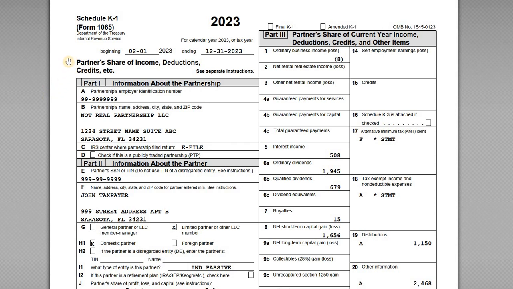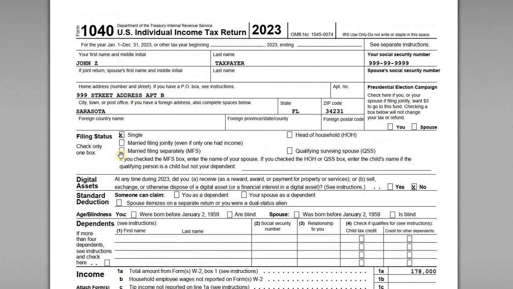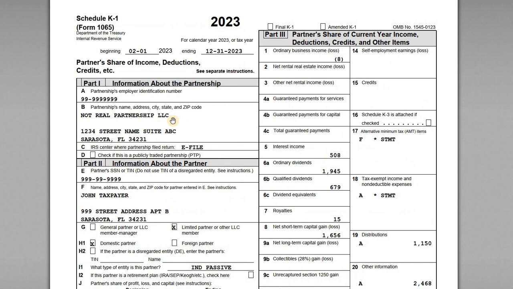Alright, for this video I wanted to do a walkthrough of the Schedule K-1 for a Form 1065. So we've got a sample K-1 package here which includes a couple of pages, and we've also got the Form 1040 for this partner, so we'll have a look at all the items that are on the K-1 and how those get transferred over to the appropriate place on his 1040.